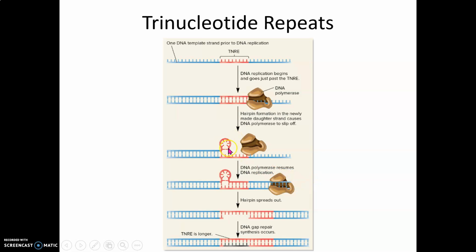The hairpin separates because it shouldn't be there. Now we have a gap in the DNA. So this is how we elongate those trinucleotide repeats. So remember we said with each successive generation, it gets longer and longer. But this is how it gets longer and longer.